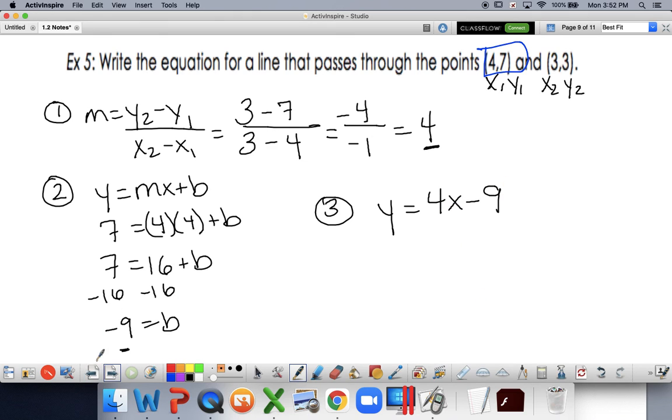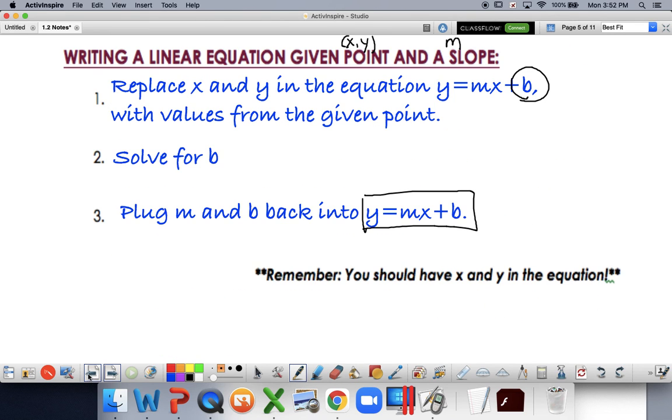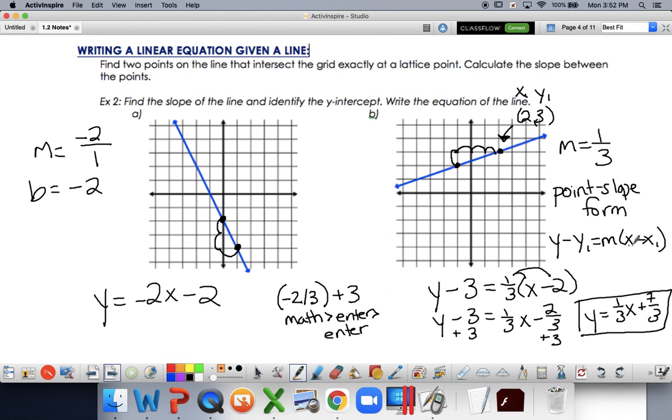Now, if you don't love this approach, you can go back to the example that we did with the graphing where we used the point-slope form. You can definitely do that.